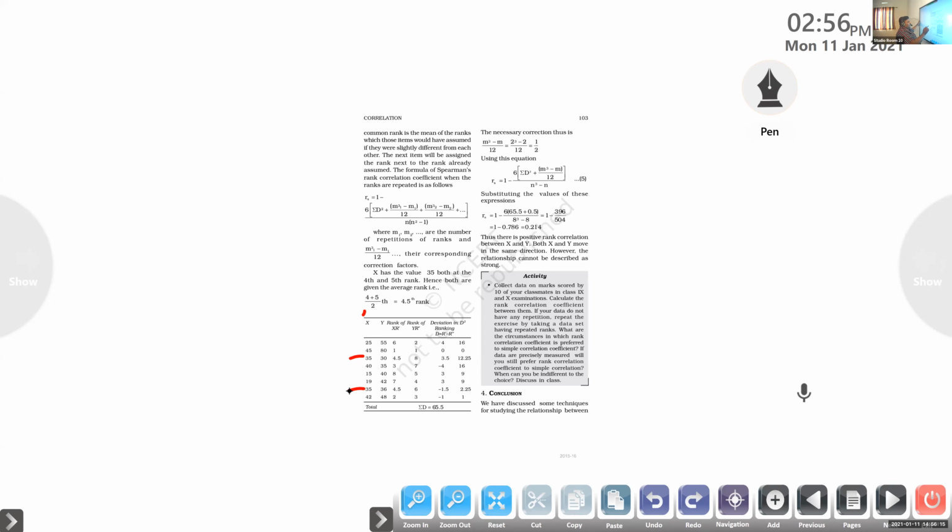So what we want to do? 4th plus 5th divided by 2. So you get 9 by 2, it is 4.5. So mean of these two ranks. Okay, so 35, 4.5 and here also it is 4.5. There is no 4 here. Clear or not? Is that idea clear?